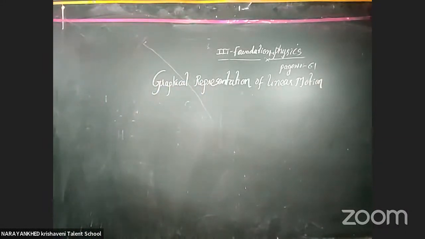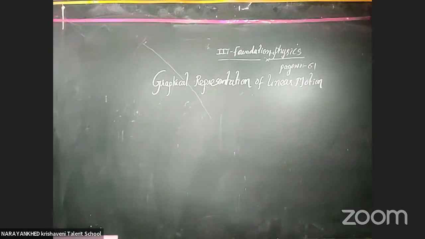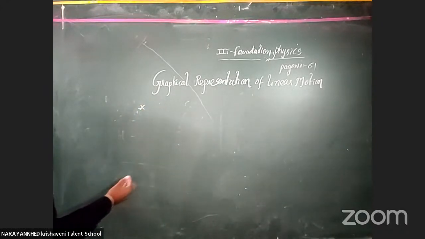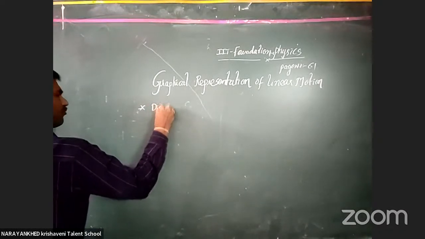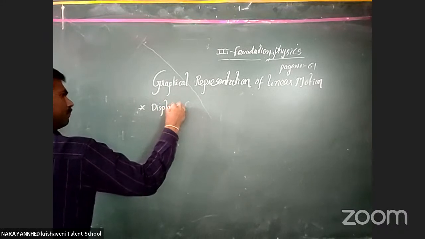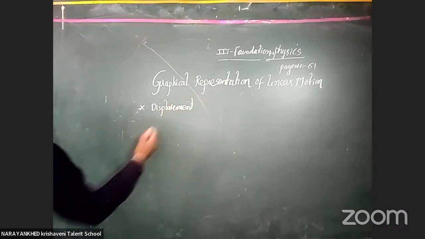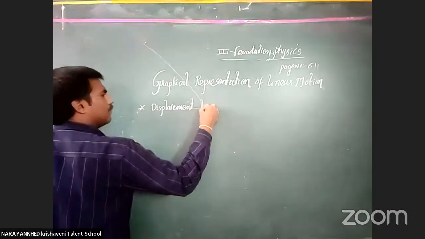Graphical representation of a linear motion. Other students, listen carefully. There are different types of graphs that may be considered. First one is the displacement and time graph.